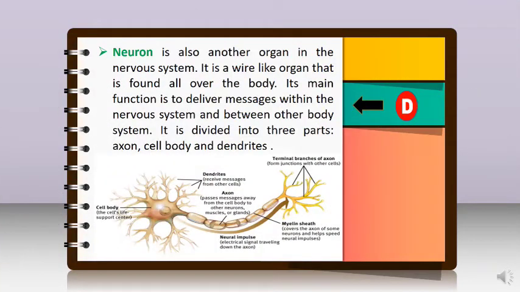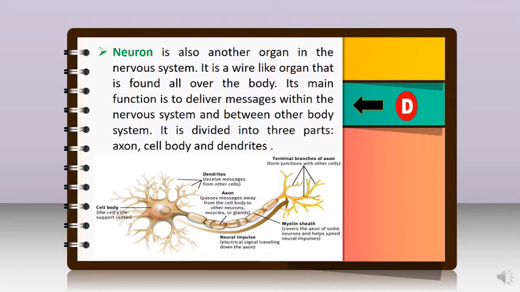Then next we have the neuron. It is also another organ in the nervous system. It is a wire-like organ that is found all over the body. Its main function is to deliver messages within the nervous system and between other body systems. It is divided into 3 parts. We have the axon, the cell body, and the dendrites. Yan silang mga transmitters natin.